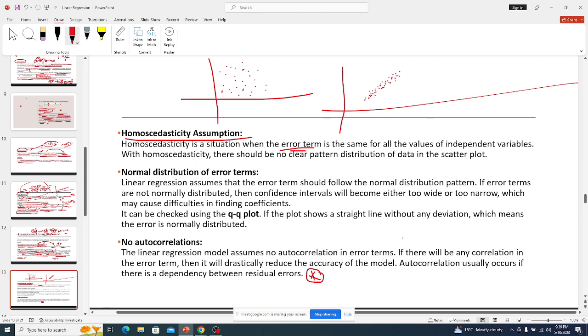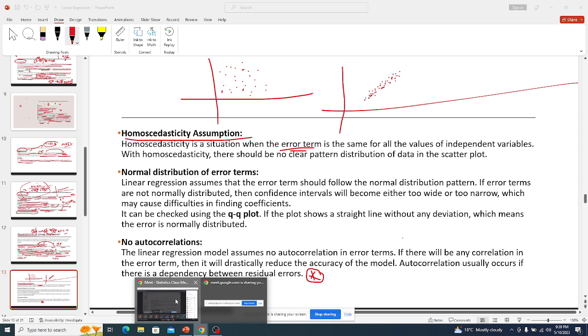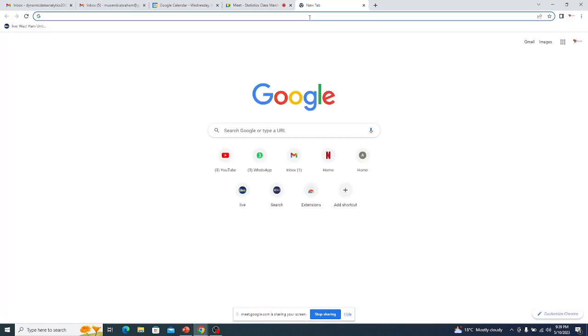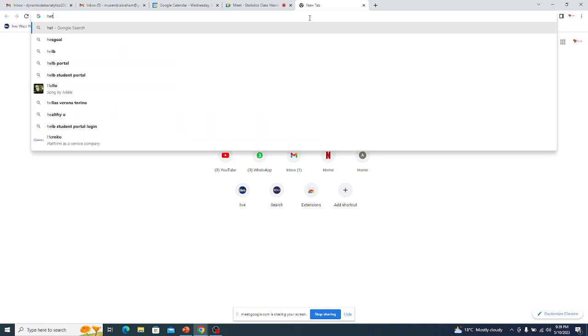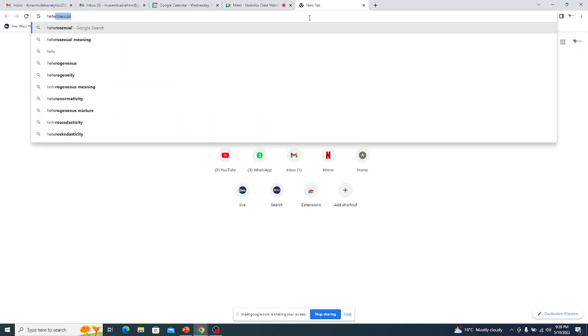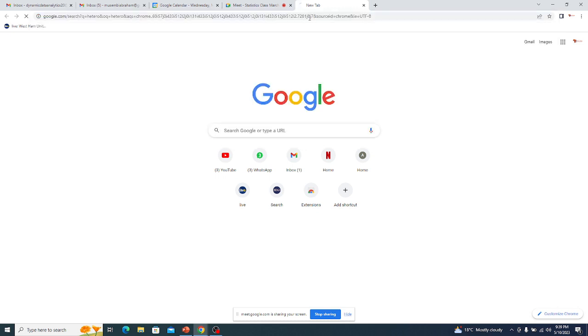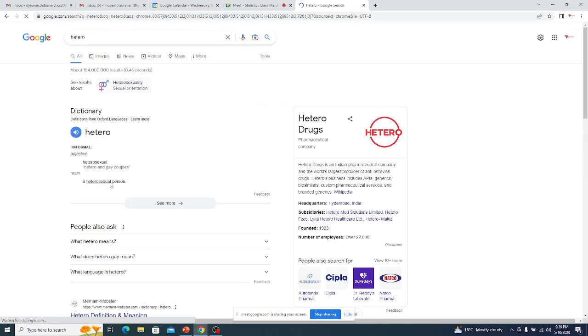Sorry, let me not confuse it with heteroskedasticity. Hetero, homo. Sometimes it confuses. Hetero. What is the meaning of hetero?